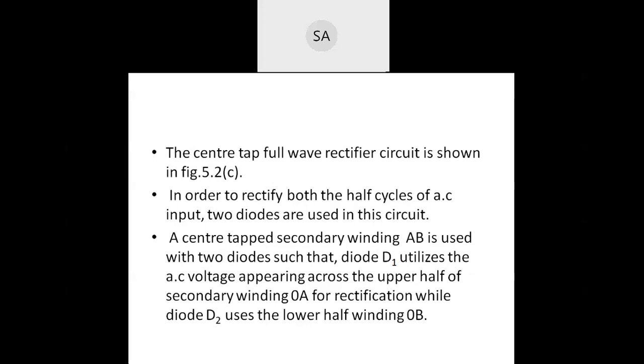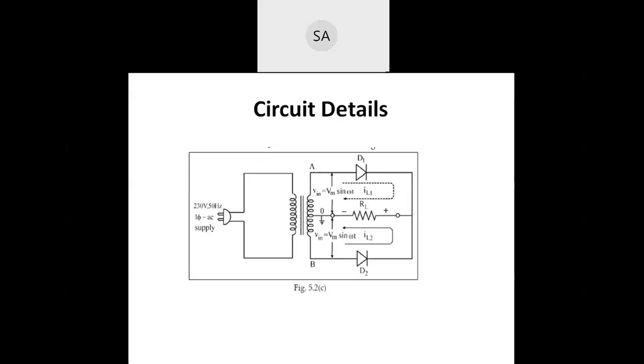A center tapped secondary winding AB is used with two diodes such that diode D1 utilizes the AC voltage appearing across the upper half of the secondary winding, 0A, for rectification, while diode D2 uses the lower half winding, 0B. Here this is the zero point. The upper diode conducts during the upper half cycles, and the lower diode, from 0 to B, conducts during the lower half cycles.